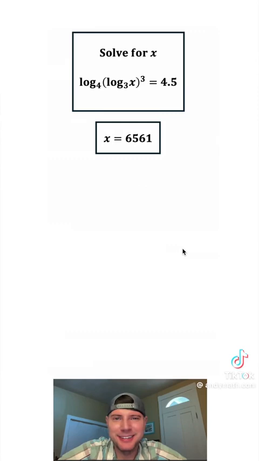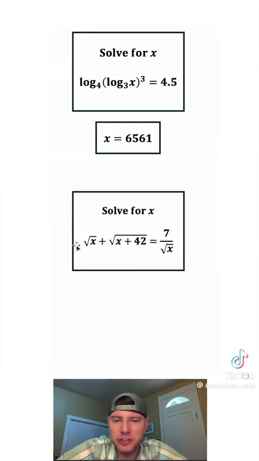How exciting. And here's tomorrow's problem. We're given the square root of x plus the square root of the quantity x plus 42 equals 7 over the square root of x. This looks like a fun one. How exciting.